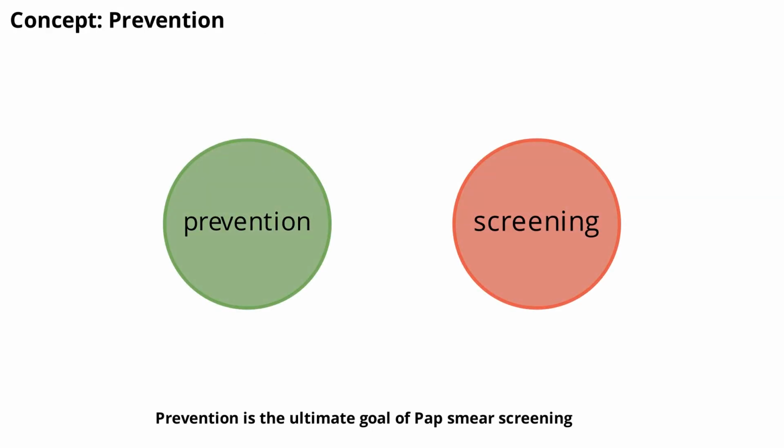Prevention is the ultimate goal of pap smear screening. By detecting changes early, you can prevent cervical cancer and other serious conditions. Prevention includes regular screening, HPV vaccination, and following your doctor's advice.